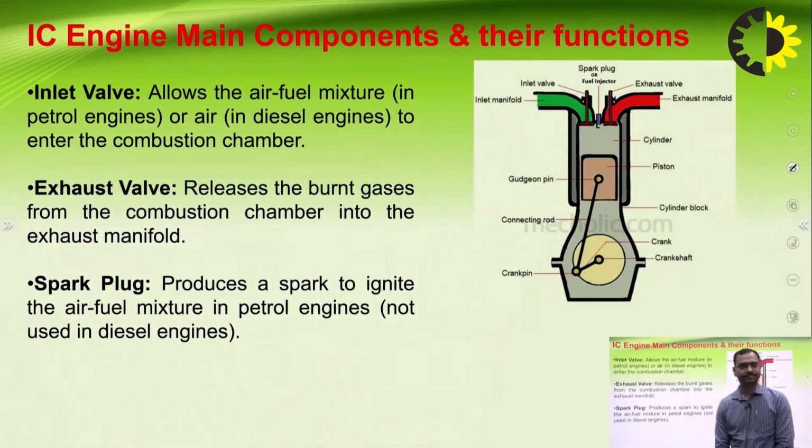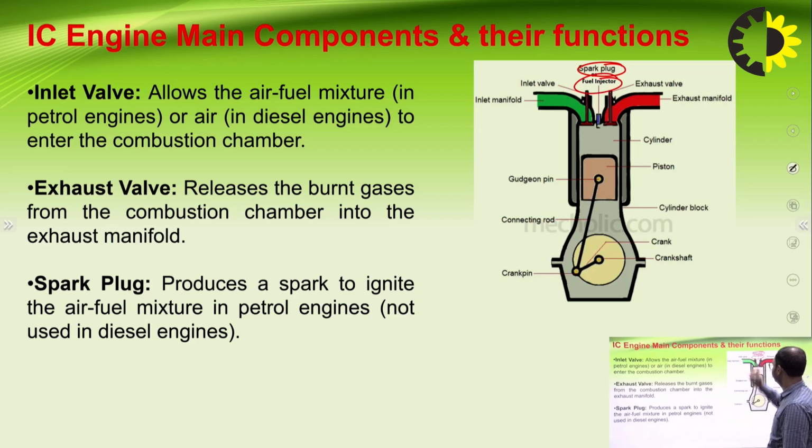So basically, first of all, I will discuss what are the main components of any internal combustion engine. This is the schematic representation of a 4-stroke diesel or petrol engine. Basically, in petrol engine there is a spark plug, whereas in diesel engine there is a fuel injector. This schematic diagram can be for diesel as well as petrol, but keep in mind, in petrol there is a spark plug and in diesel there is a fuel injector.